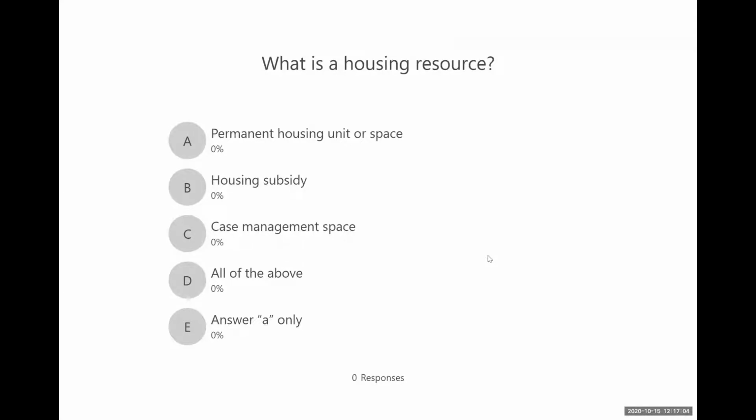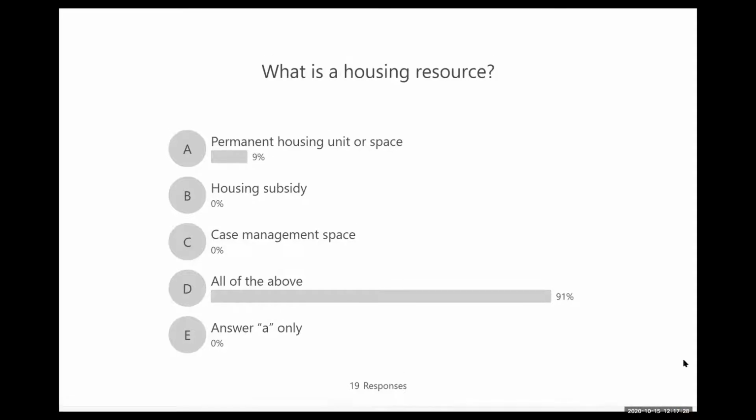So what is a housing resource? Is it a permanent housing unit or space? Is it a housing subsidy? Is it a case management space? All of the above, or answer A only? All right. Looks like resoundingly people are saying all of the above.